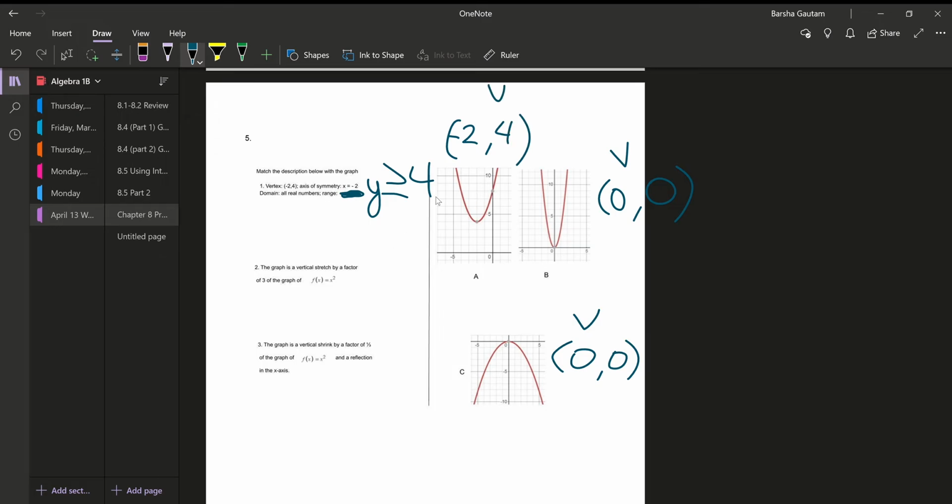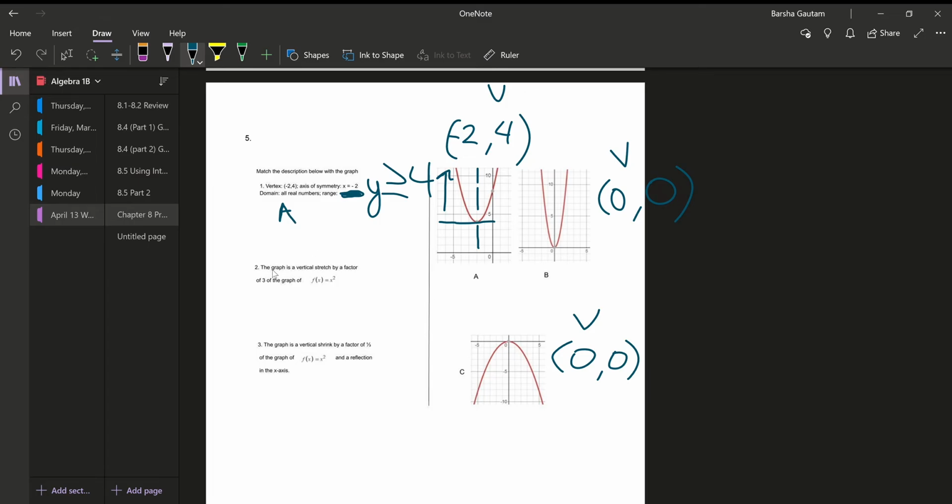And then let's check the other piece of information. It definitely has an axis of symmetry of -2 right here. This is x equals -2. And the range says y has to be greater than 4. So that means it has to go this way. And it is. So for number 1, our answer is A.